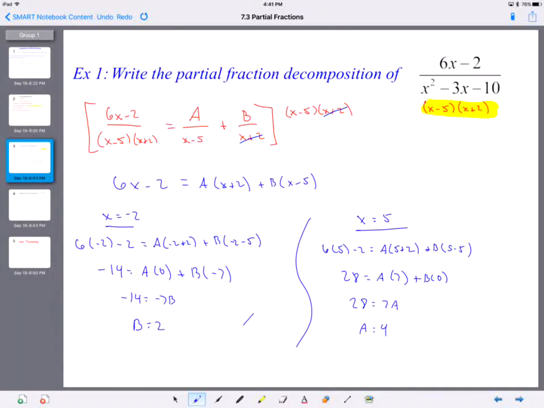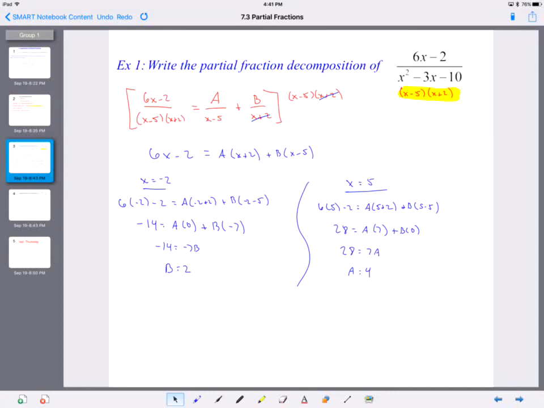So the last step is now to take this and to rewrite. And I want you to not just tell me what a and b are, I want you to rewrite it as a partial fraction. So we're going to go back to the original, 6x minus 2 over x squared minus 3x minus 10 is equivalent to, now a is 4, so we'll say 4 over x minus 5.